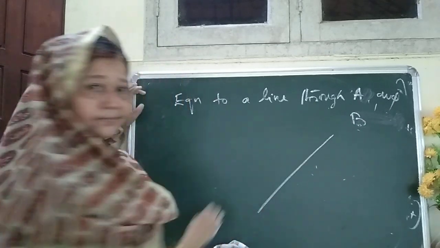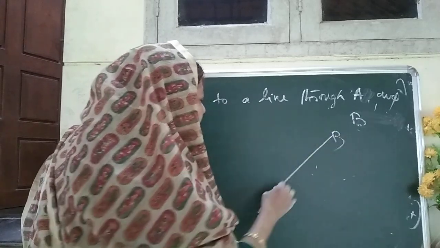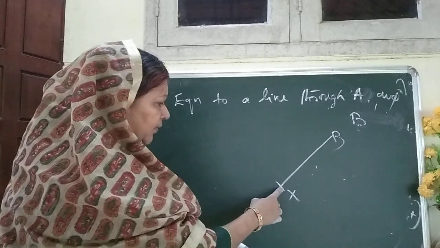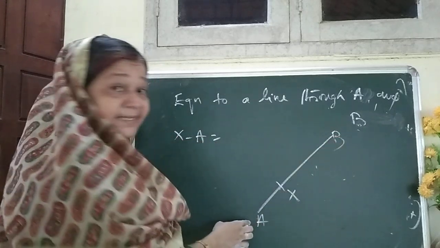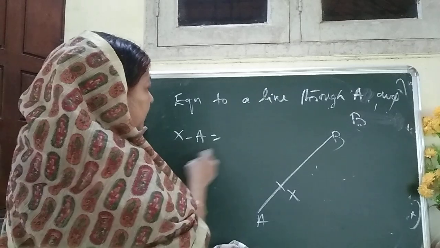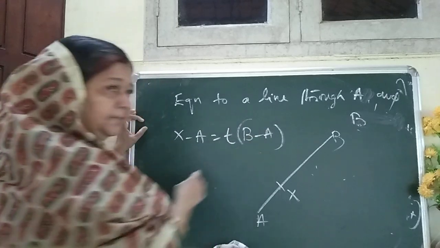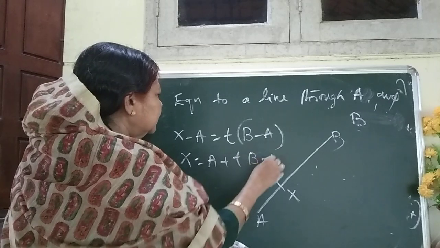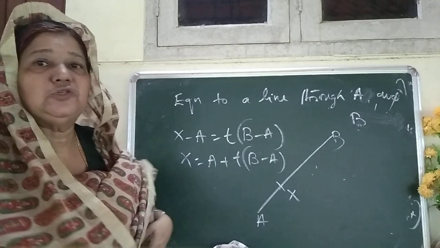So let us consider A and B, and let us consider an arbitrary vector x. Then we know x minus A and B minus A are linearly dependent. So x minus A equals t into B minus A. That is, x equals A plus t into B minus A. Using this result, we can find the equation to a line passing through two points.